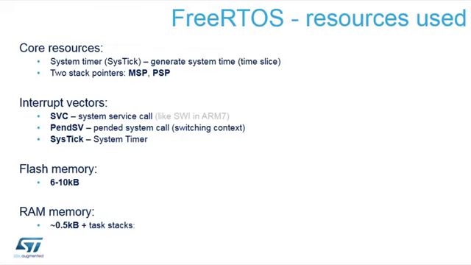Further, it has a hook on the pendable system service call, which is an interrupt used for switching the context. This is an asynchronous interrupt, typically with a low priority, that is switched on by setting a flag in the NVIC controller register. So when you want to do a context switch, you set this flag, it will launch the interrupt, and this will do the context switch.